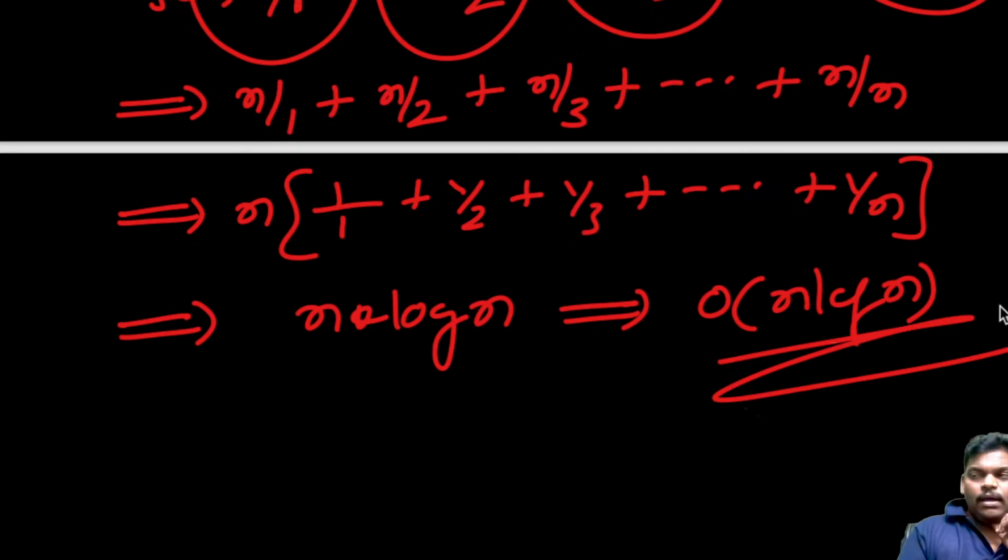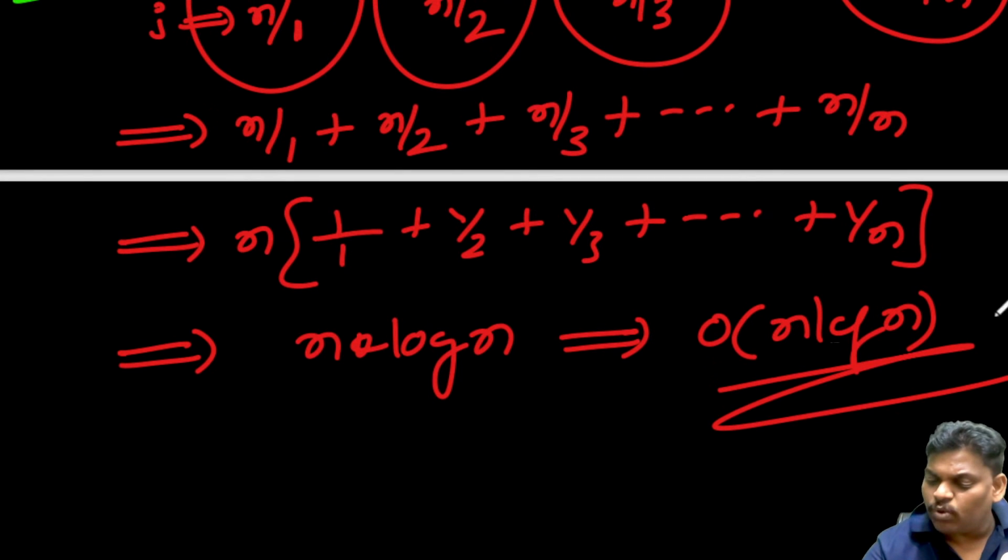J loop is how many times? What is the I value? If I value is 5, J loop is n by 5. If I value is 3, J loop is n by 3. If I loop is n, J loop is n by n. If you want, you can check. That's what we studied yesterday.